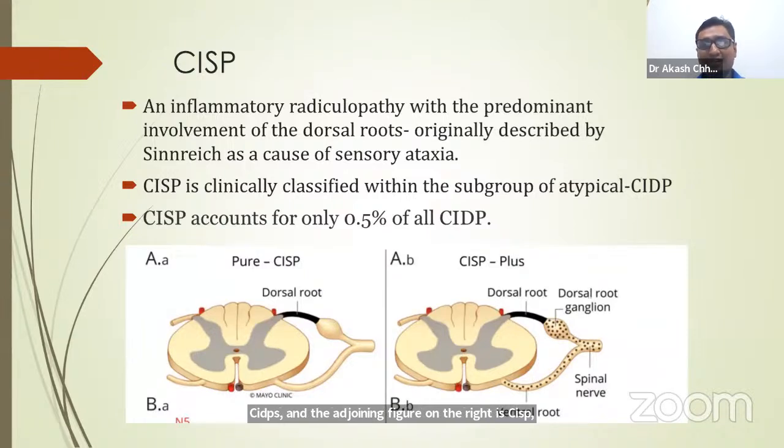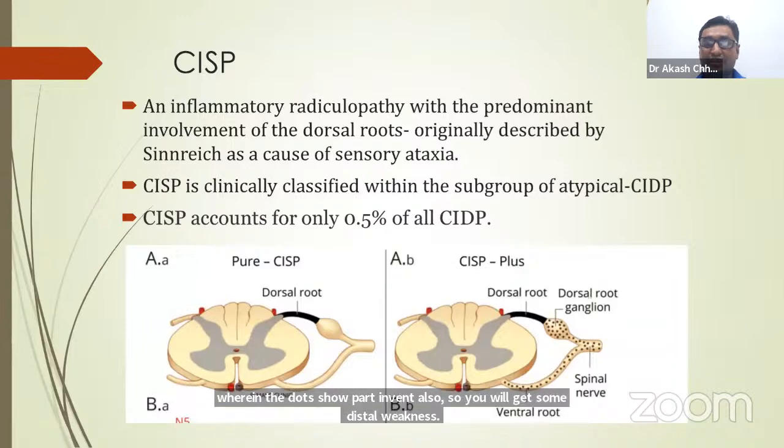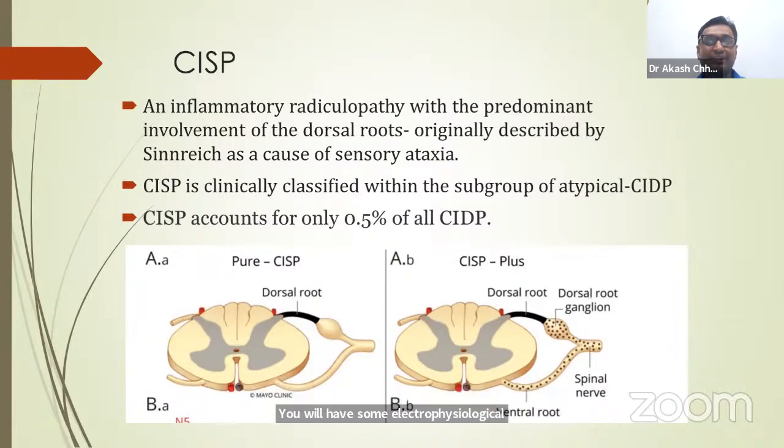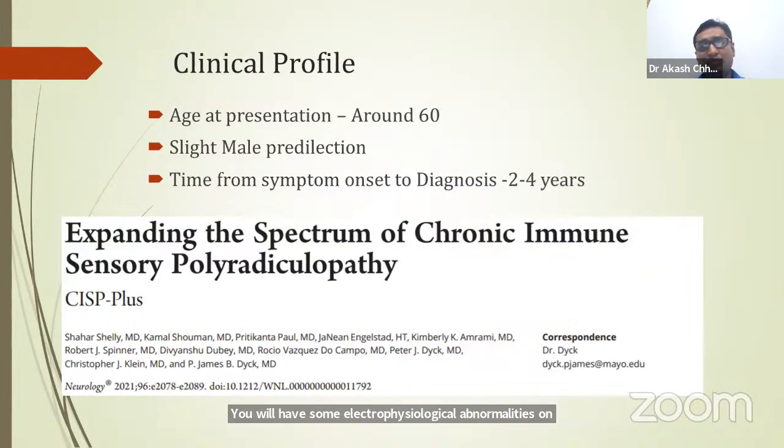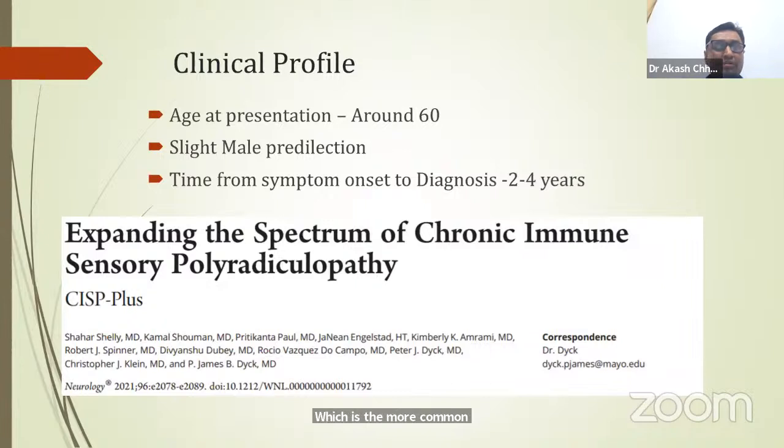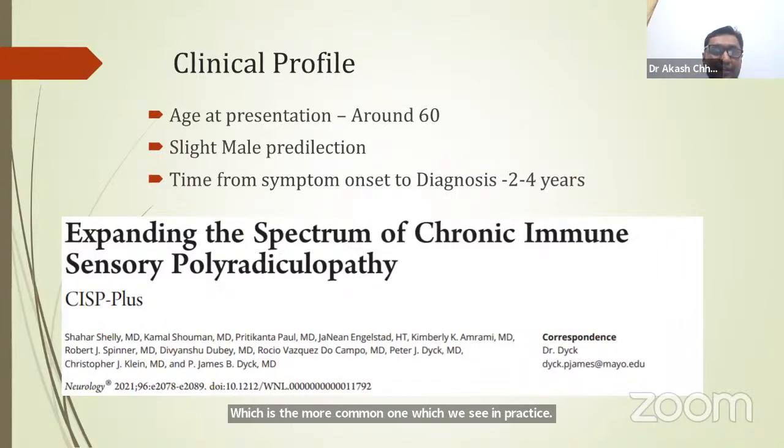So you will get some distal weakness. You will have some electrophysiological abnormalities on NCS, which is the more common one which we see in practice. So this was from this paper on the clinical profile, which is a very recent paper wherein they have come up with this concept of CISP plus. They say that the median age was around 60 years with a slight male predilection in their subgroup, and time from symptom to diagnosis was 2 to 4 years. So they usually have this chronic insidious story.